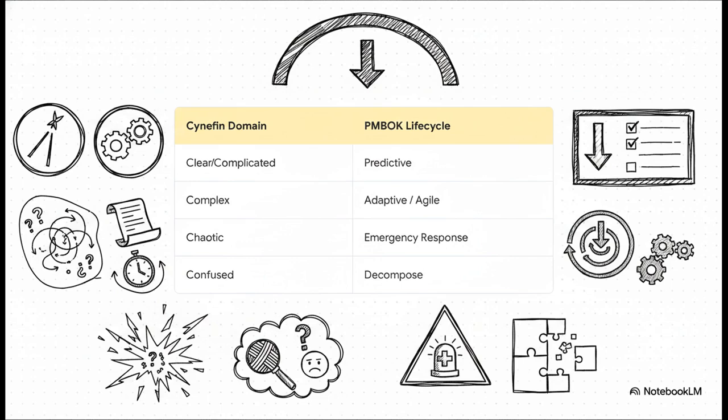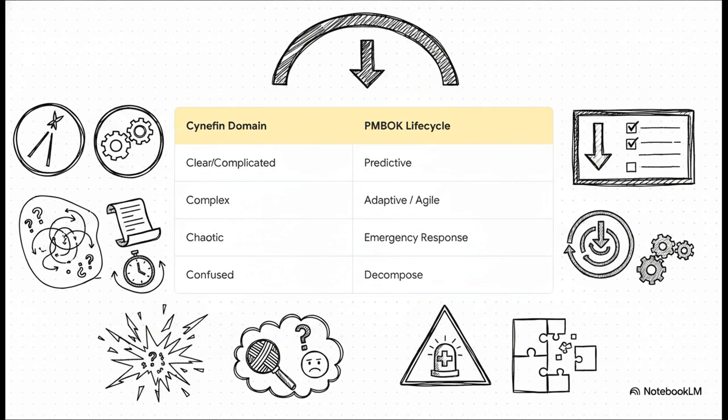The crucial point here is this definitive mapping key. PMBOK 7 adopted Cynefin because older guides didn't really explain why you choose a specific life cycle. Now, we have the why. If your scenario describes a clear or complicated domain, you match it to a predictive or traditional life cycle. If the scenario describes a bunch of interacting variables and unpredictability, the complex domain, you match it to an adaptive or agile life cycle. If it's chaotic, well, that requires emergency response patterns until things are stabilized.